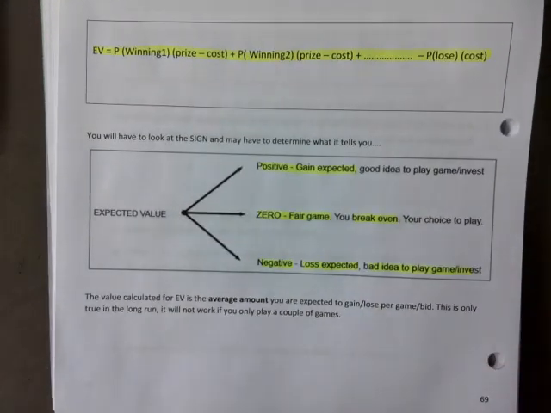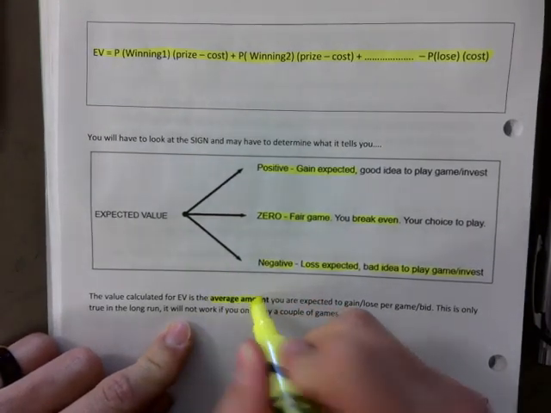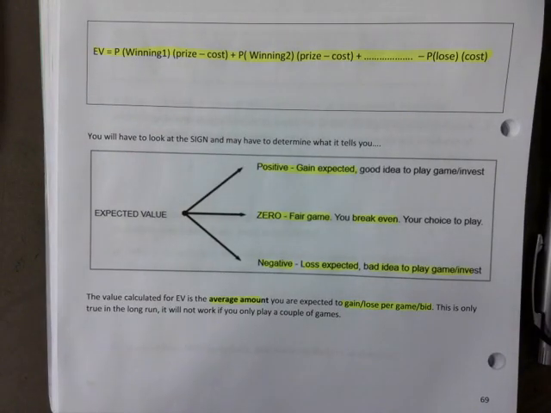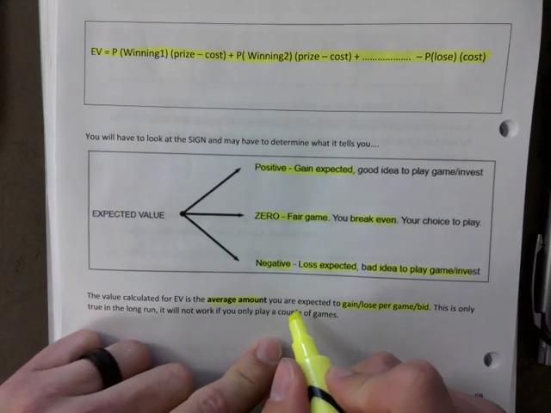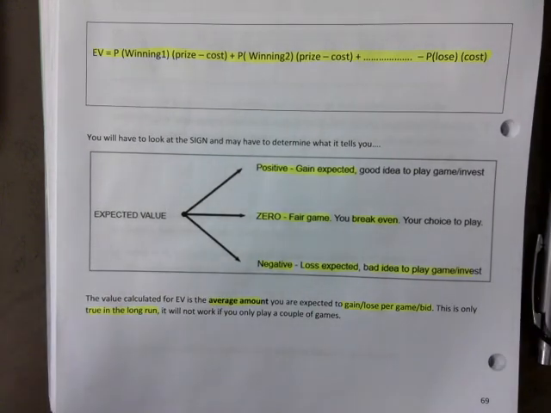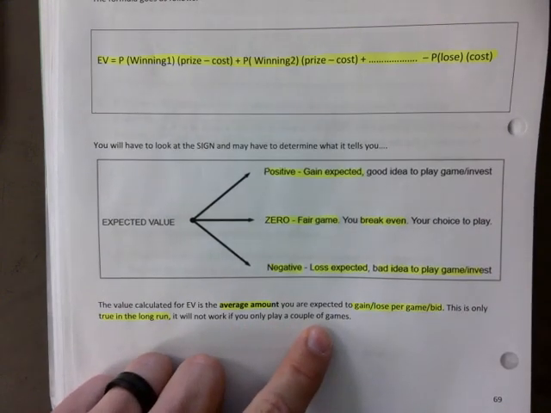So the value calculated for expected value is the average amount you are expected to gain or lose per game or bid, right? So it's the average amount that you gain or lose during a game. And it's always true in the long run, right? It does not work if you only play a couple of times. So let's see an example of this.